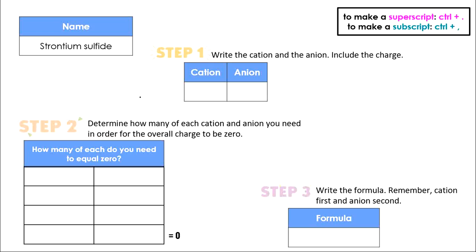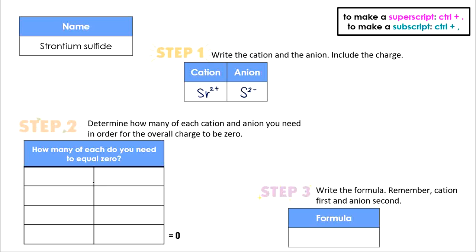So our second example is strontium sulfide. Step 1, we begin by writing the symbols with the charge for the cation and the anion. Strontium is Sr, capital S, lowercase r. Strontium has a charge of +2. Sulfide is sulfur, and that has a charge of -2.